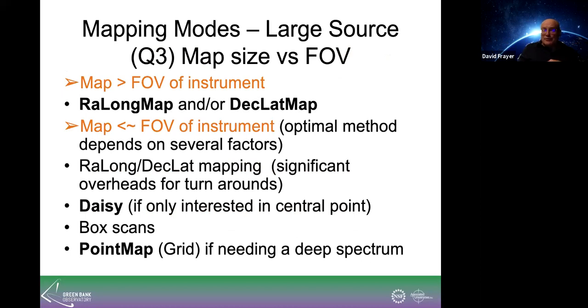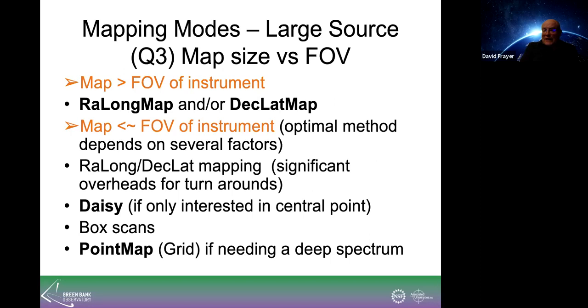Now, if your map is small, let's say you want to map something that's like 1 arc minute, and your field of view is 1.5 arc minutes, then there are several factors that come into play. You can still do the RA long mapping, but you could lose a lot of time with the turnaround of the telescope, but you get nice uniform coverage if you do it that way. The daisy map is useful if you're only interested in the central object. And in a lot of cases, people are, because they can smooth the outer regions to get a similar noise level. They're just trying to measure, like doing photometry on a point source.